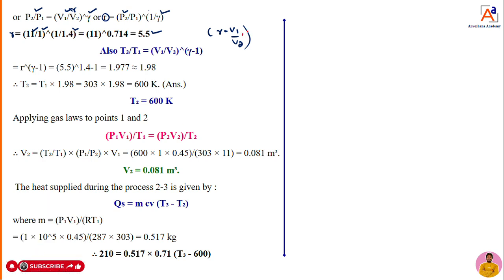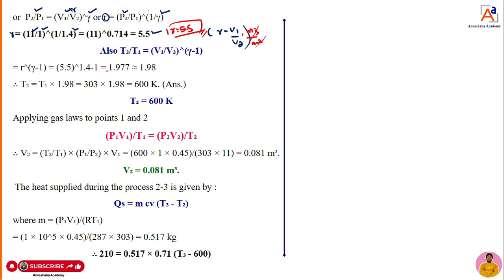As I told, dear students, there is no unit for compression ratio. Why is it so? Because if V1 is in meter cube, and V2 is in meter cube, then meter cube will get cancelled. Hence there is no unit for the compression ratio. Now compression ratio R equal to 5.5. I got this value, I will keep it aside.